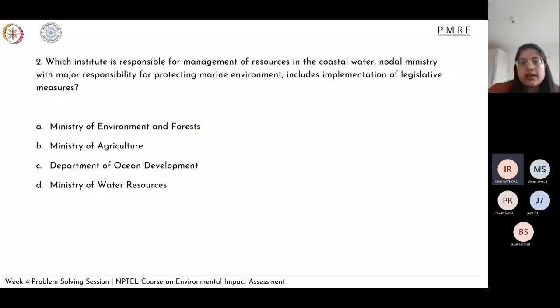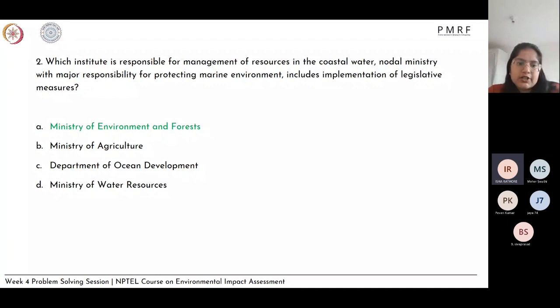Okay. So the key thing to look at here is the nodal ministry with major responsibility for protecting the marine environment. The Ministry of Environment and Forests is the nodal ministry which has the major responsibility for protecting the marine environment, and it implements the legislative measures around it.